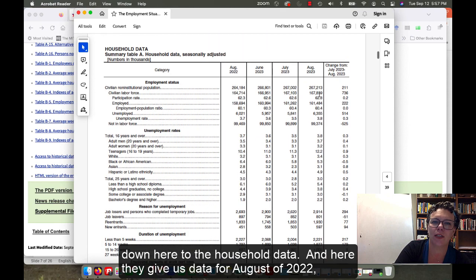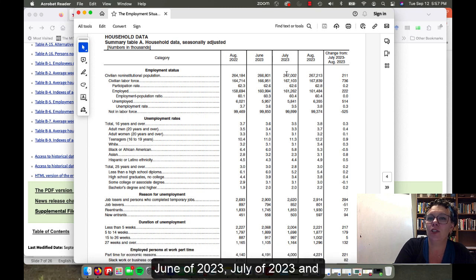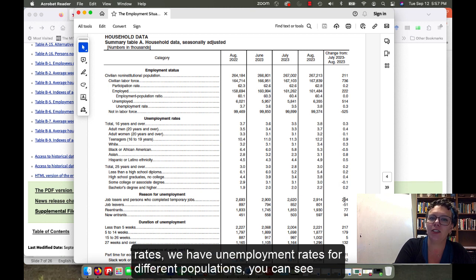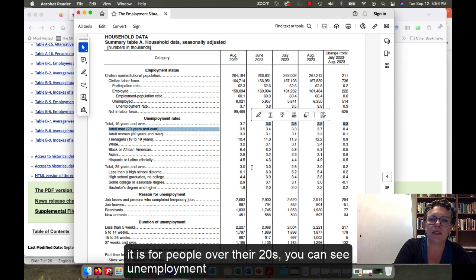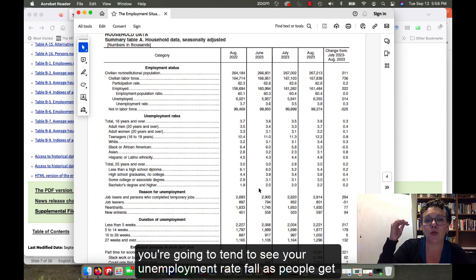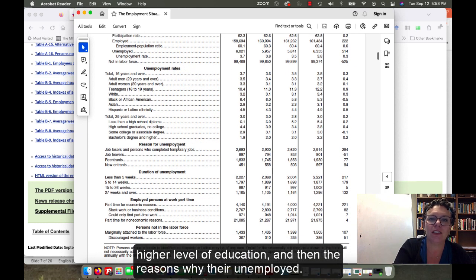I'm going to go ahead and scroll down here to the household data. Here they give us data for August of 2022, June of 2023, July of 2023, and August of 2023. We have the change in numbers here, the change in rates. We have unemployment rates for different populations. You can see the unemployment rate for teenagers is higher than it is for people over their 20s. You can see unemployment rate by race, by level of education. You're going to tend to see your unemployment rate fall as people get a higher level of education. And then reasons why they're unemployed.